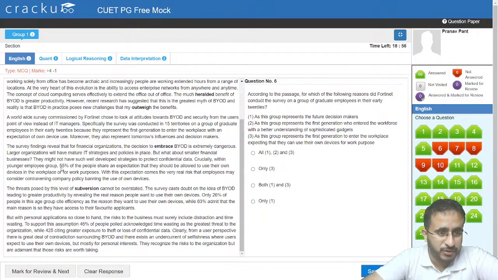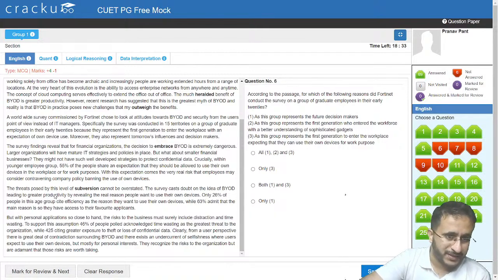Crucially, within the younger employees group, 55% of the people share an expectation that they should be allowed to use their own devices in the workplace for work purposes. With this expectation comes the very real risk that employees may consider contravening company policy banning the use of own devices. So this could lead to confidential data leak. Okay, that is a disadvantage.